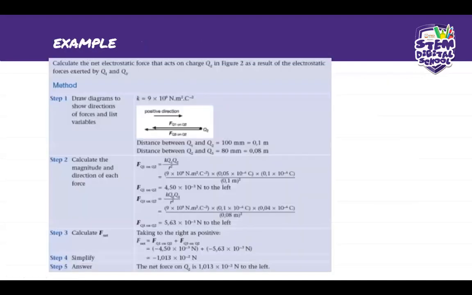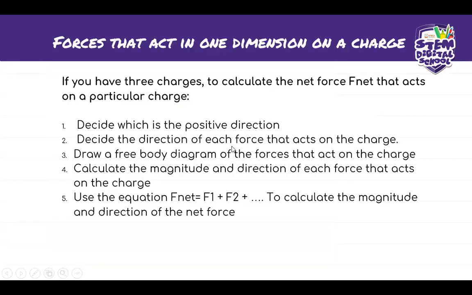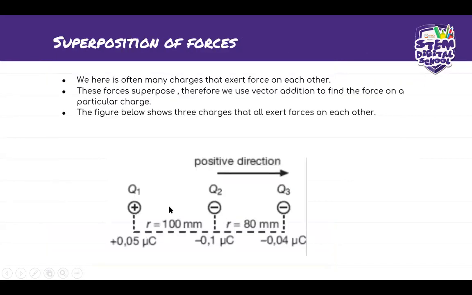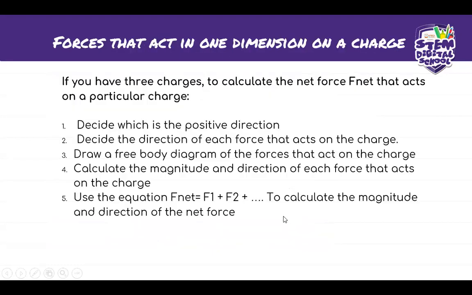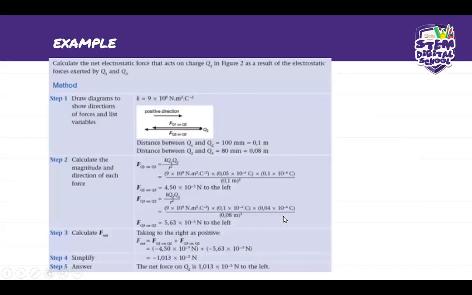So it's going to come here, the distance between Q1 and Q2 will be 100 millimeters. And where do we get the 100 millimeters from? It's from here. From Q1 to Q2, it's 100 millimeters. From Q3 to Q2 again, it's going to be 80 millimeters. Okay. So the next step, we need to calculate the magnitude and direction of each force.